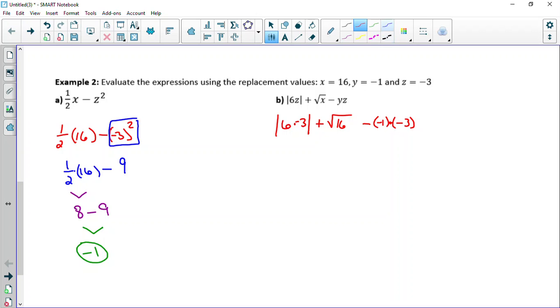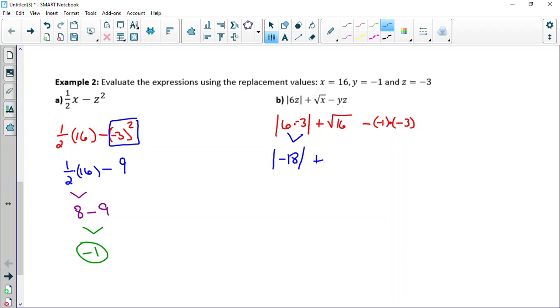So I actually have a couple grouping symbols going on. I've got my absolute value symbols, so I can do what's inside. That's 6 times negative 3. That gives me a negative 18. Remember, the absolute value symbols by themselves are an operation as well. So I haven't performed that operation yet. I've only done what's inside.